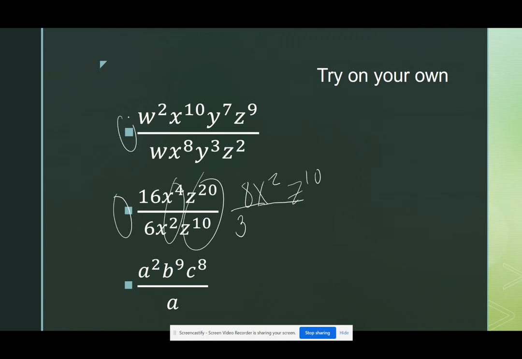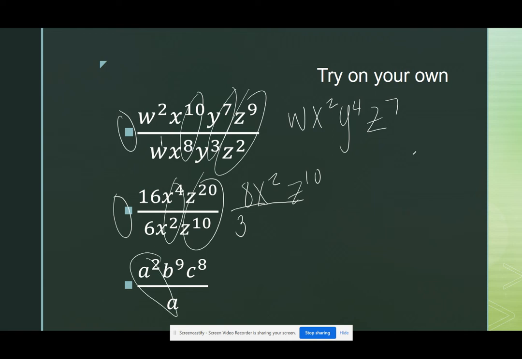So if I look at something like this, if I did W2 and W1, I get W. 10 minus 8 is 2. 7 minus 3, so Y is a 4. And 9 minus 2 is 7. So I do exactly like that. If we looked at the problem below, A squared and A gives me an A, because 2 minus 1 is 1. And we just leave the rest the same because there's nothing else we can do.